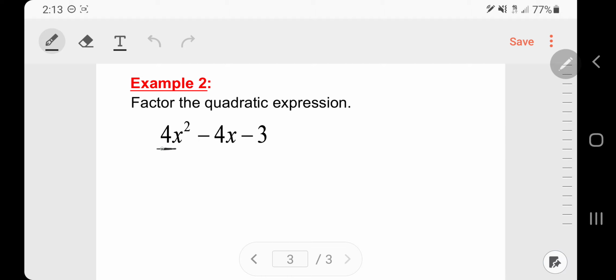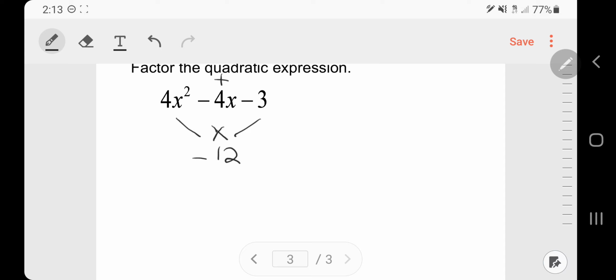Okay, so again here we have a leading coefficient of 4, and that is not a common factor for each of our terms. So we're going to use the AC method to factor this. So 4 times negative 3, that's going to give me a negative 12. And again, I'm looking for what multiplies to be negative 12 and adds to be negative 4.